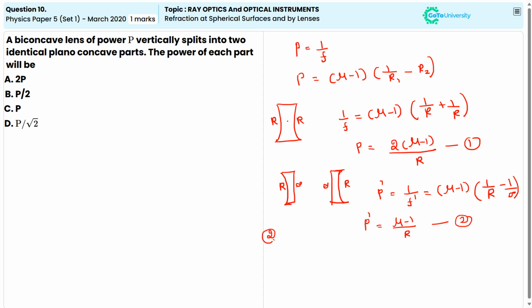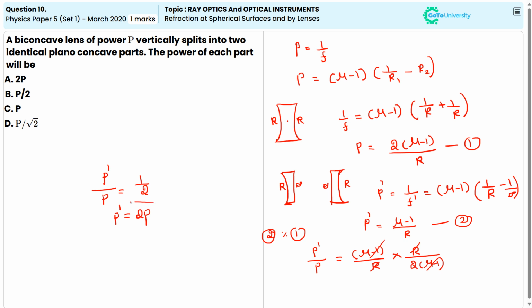Now we are going to divide equation 2 by 1. So if we divide this, we get P dash by P, which is equal to (mu minus 1) divided by R, and if we invert the other term, we get R divided by 2 into (mu minus 1). So we can cancel out the (mu minus 1) and R. So we have P dash by P equal to only 1 by 2. If we simplify this, we get P dash equal to P by 2. So the answer is the power of each part will be P by 2. So the answer is option A.